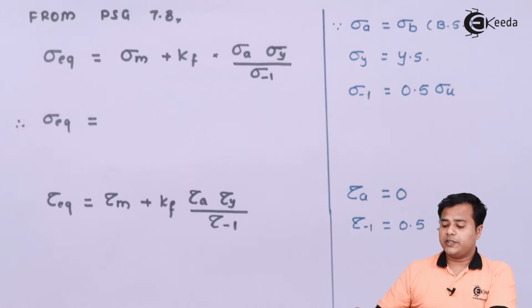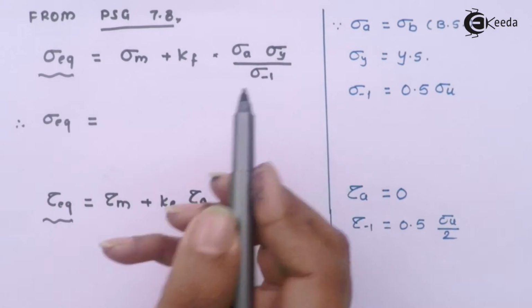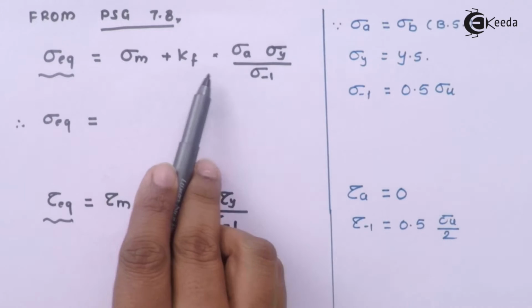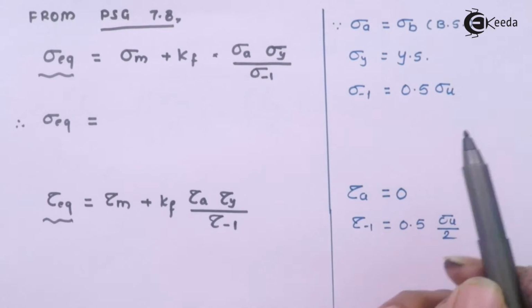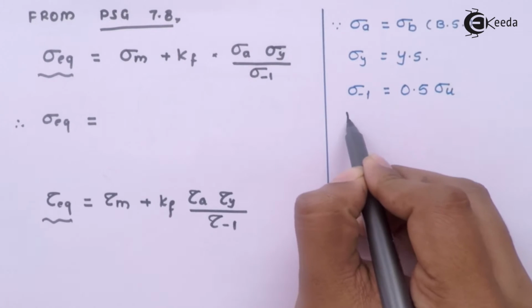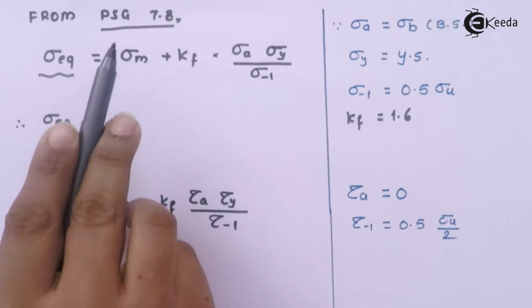Now from PSG 7.8, and these are important because they are equivalent stresses and equivalent shear stresses. Now the formula is very simple, where it becomes mean and this particular factor. The ratios are already mentioned. For our case, Kf factor is equal to 1.6. It is mentioned in the same page.